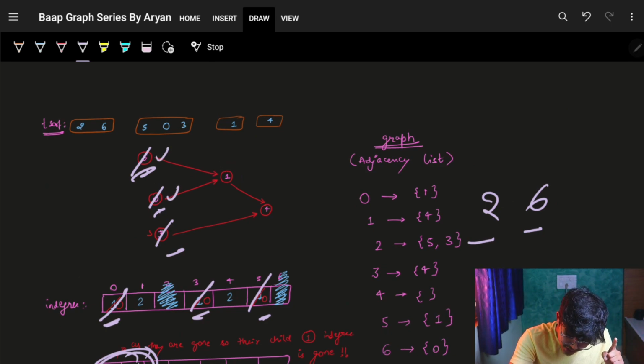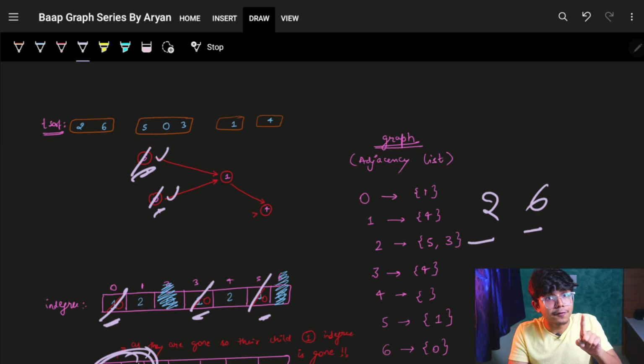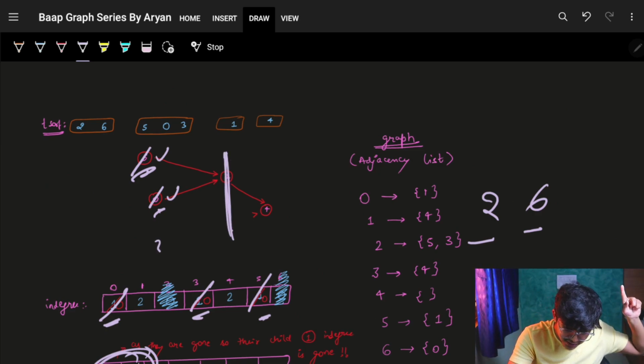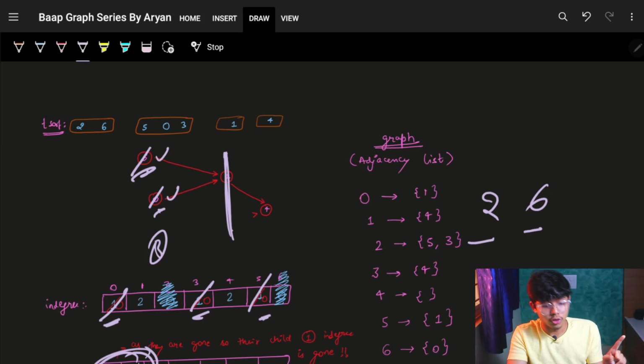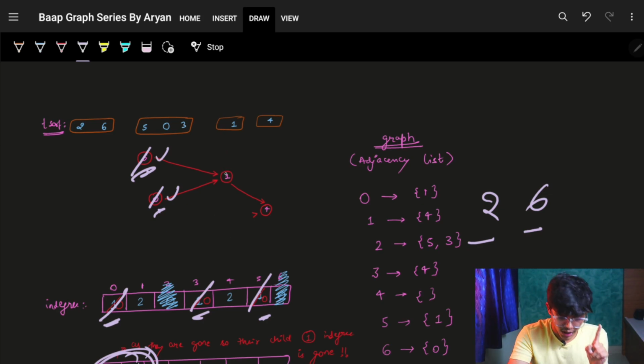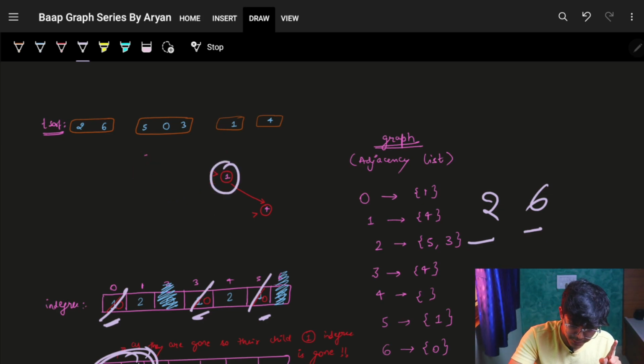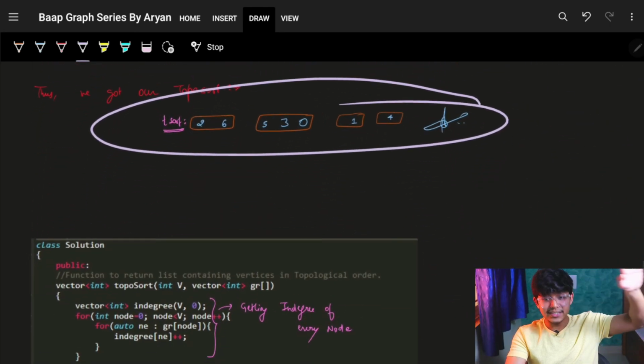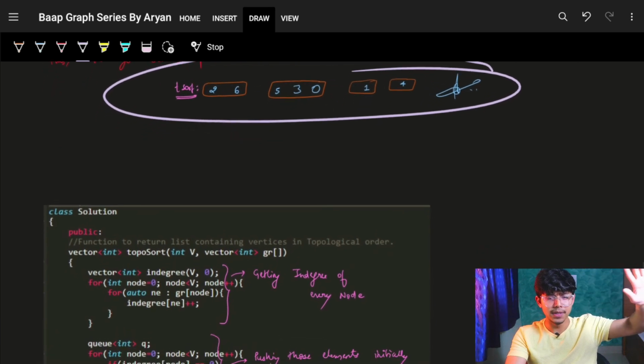remove my 5, 0 and 3, I removed this edge, but now I cannot push in my 4. I can only push in my 4 when all its parents, which means 1 and 3, both are gone, but 1 was not gone. Thus, I could not push in my 4. I only push my 1 because all of its parents were gone. That is what I'm going to show you. Cool. So it is what you have to do. It's actually standard BFS, which you have to do.